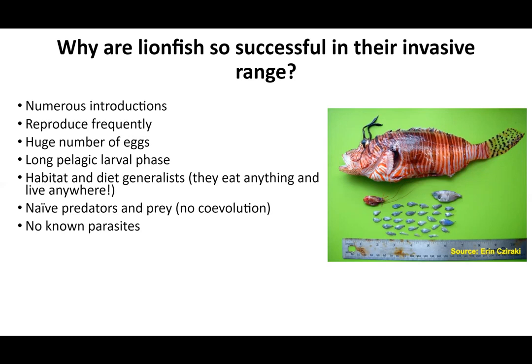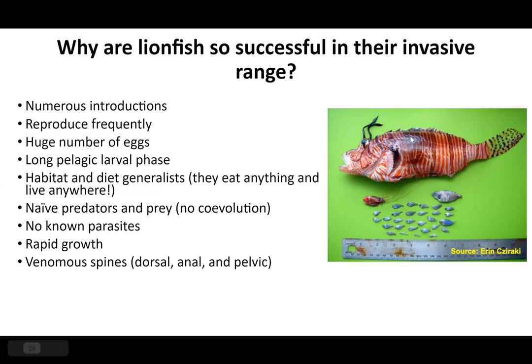They, at least in Florida, of course, in the Florida region, because they're not in their native range, had no native diseases or no known parasites. Once they got out of their larval phase, they grew really, really rapidly. So they would go from basically a larva to an adult in basically a 3 to 4 month period. Very, very rapid growth. They also were venomous.